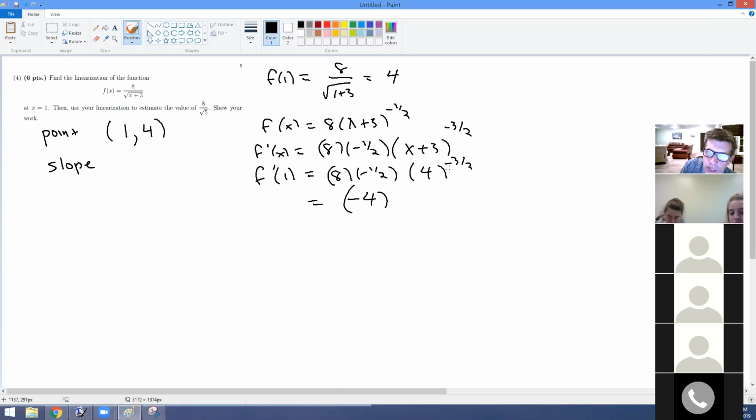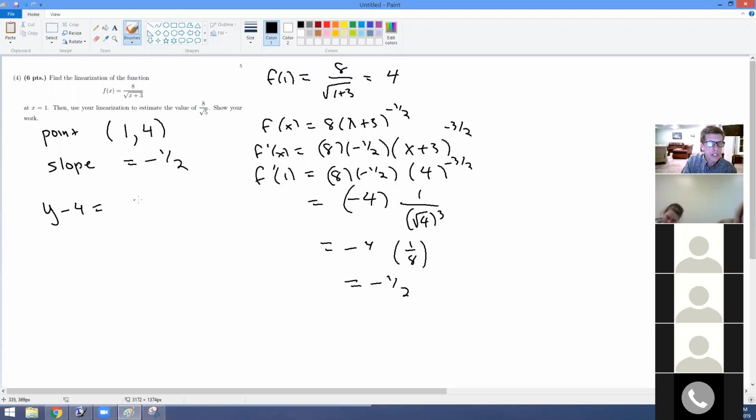Let's see, we're going to do 3 things with the exponents telling us: sign, 1 over, the 3 means we're going to cube, and the half means square root. Negative 4 times 1/2 cubed. Negative 1/2. I'm going to make sure I'm doing this right. Okay, slope negative 1/2. Point slope: y minus 4 equals negative 1/2 times x minus 1. Or move the 4 over, y equals 4 minus 1/2 times x minus 1.